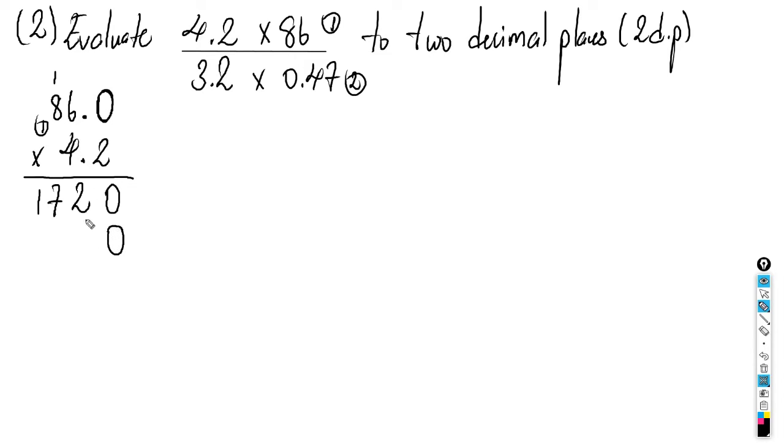here. Then 4 times 0 should give us 0. 4 times 6 is 24, so we get a 2 here and a 4 here. 4 times 8 is 32, plus 2 gives us 34, right? All right. So we're going to draw a line here. Cool. And we're going to add these, right?